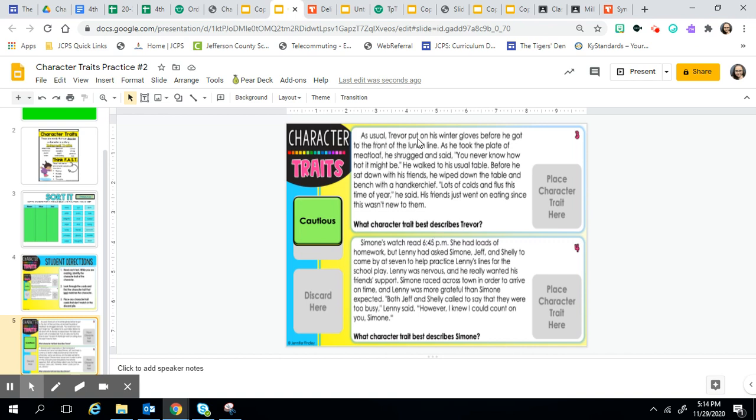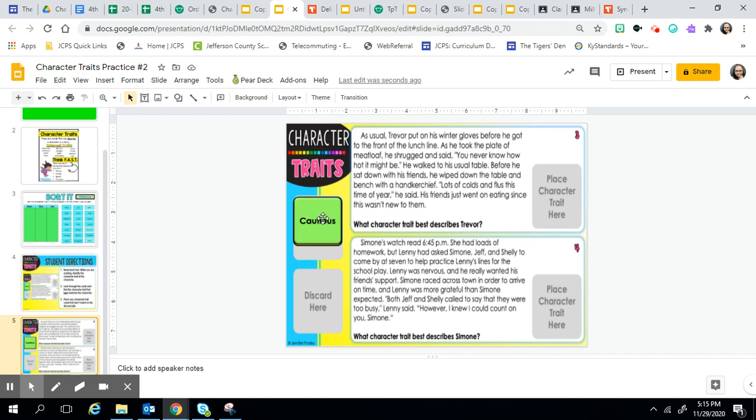As usual, Trevor put on his winter gloves before he got to the front of the lunch line. As he took the plate of meatloaf, he shrugged and said, "You never know how hot it might be." He walked to his usual table. Before he sat down with his friends, he wiped down the table and bench with a handkerchief. "Lots of colds and flus this time of year," he said. His friends just went on eating since this wasn't new to them. What character trait best describes Trevor?